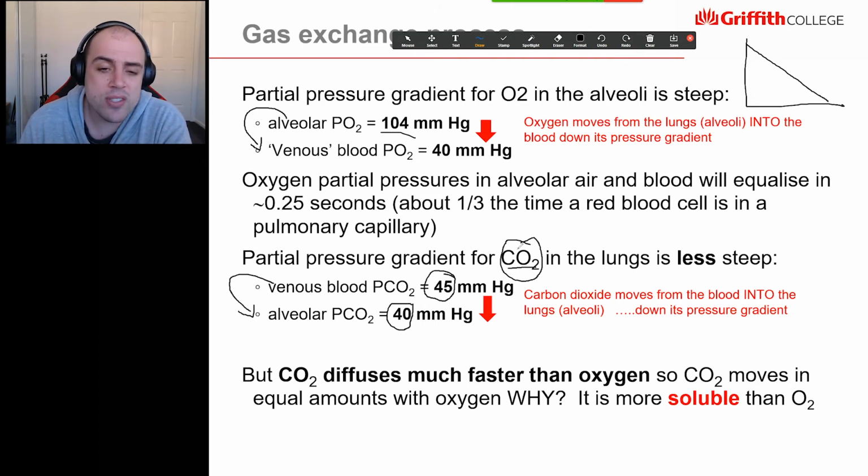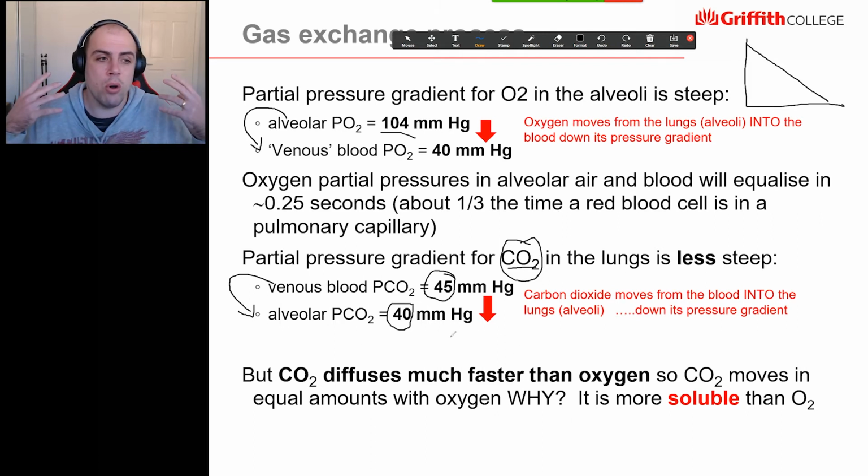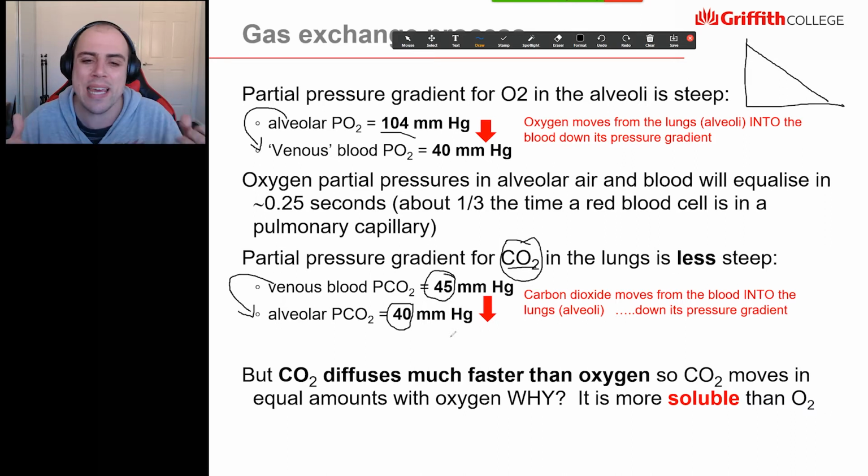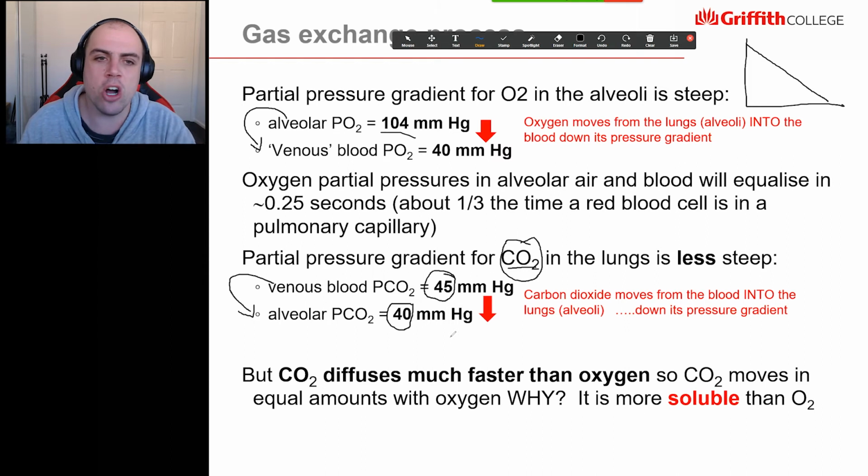Solubility. Because carbon dioxide is way more soluble than oxygen, it will be moving faster because basically it's more willing, I guess you would say. It's more willing to move, as opposed to oxygen, which is kind of digging its heels in and doesn't really want to play along. Does that make sense, everyone?